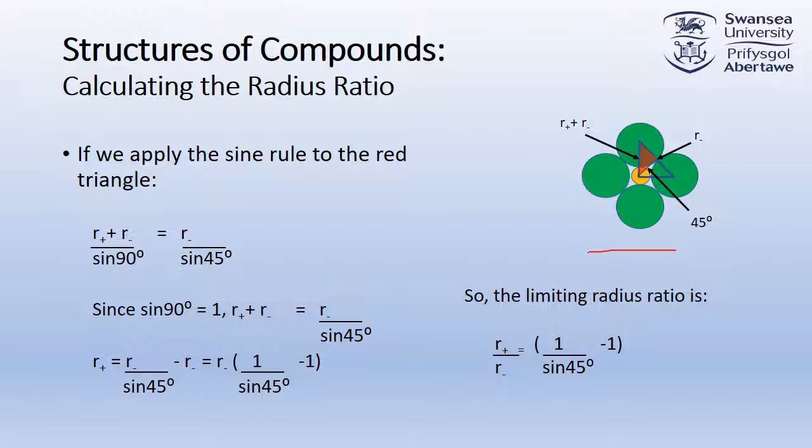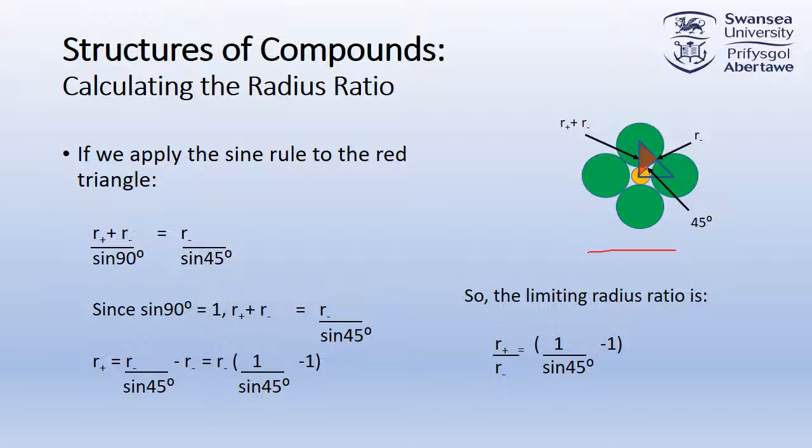Then our red triangle is actually half the size of that, so we've got an angle here of 45 degrees, and our opposite is basically the radius of our anion. And here we have the same length, the sum of our anion and our cation radii. So what we can do is use the sine rule to calculate our radius ratio.